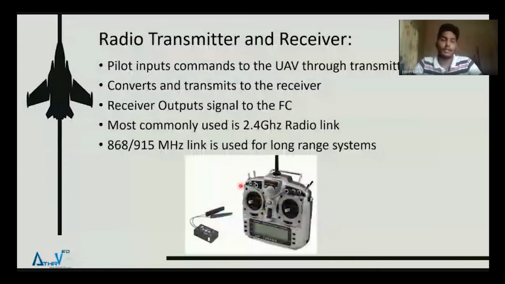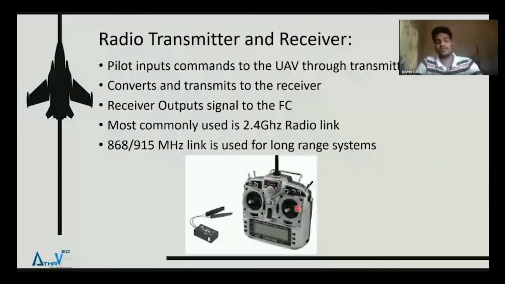Radio transmitter and receiver, this is what is held by the pilot, and the pilot gives the inputs on how the UAV must perform. So he inputs the signals through the sticks. Usually, you'll have two sticks, and they'll have four degrees of motion, that is up, down, left, right on both sides.